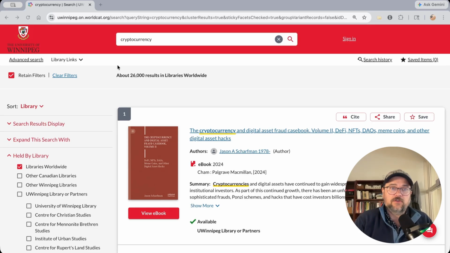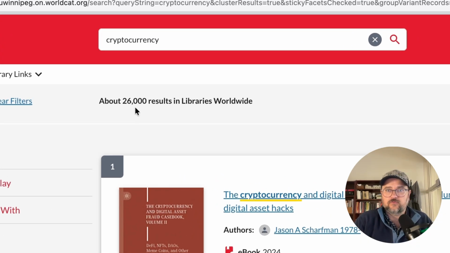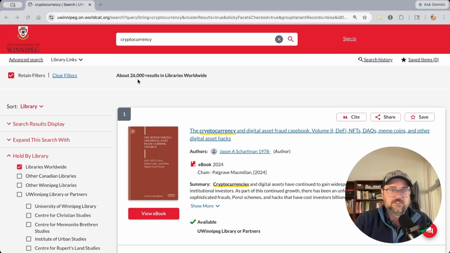So my example here is searching for the keyword cryptocurrency. It seems on the surface like this is going to be a really tight and focused research topic, but you can see here we got 26,000 results in libraries worldwide that match this keyword search in some way. Now, of course, that's far too many resources for anybody to ever go through. So it means that we have to find some way of narrowing this down.